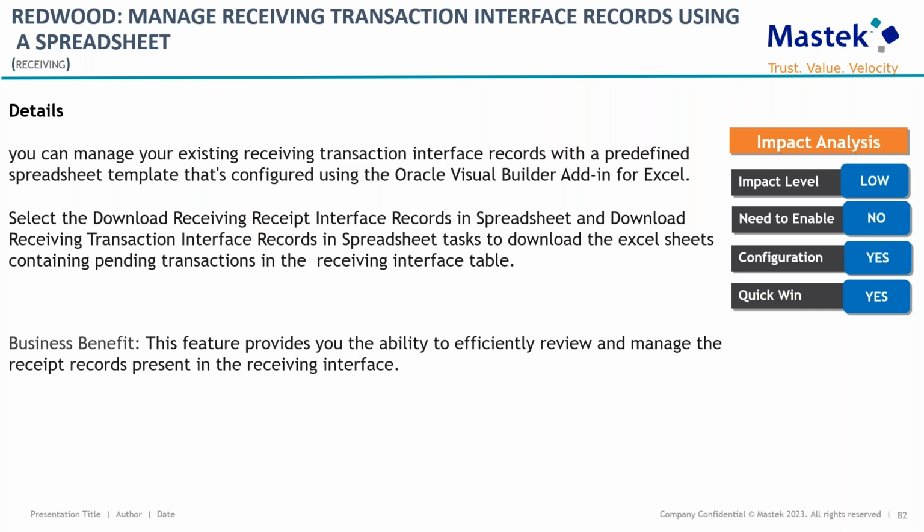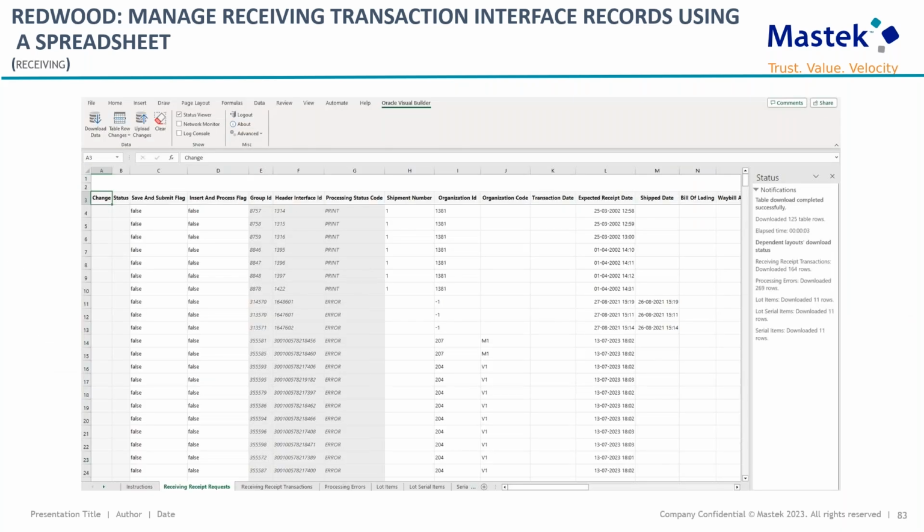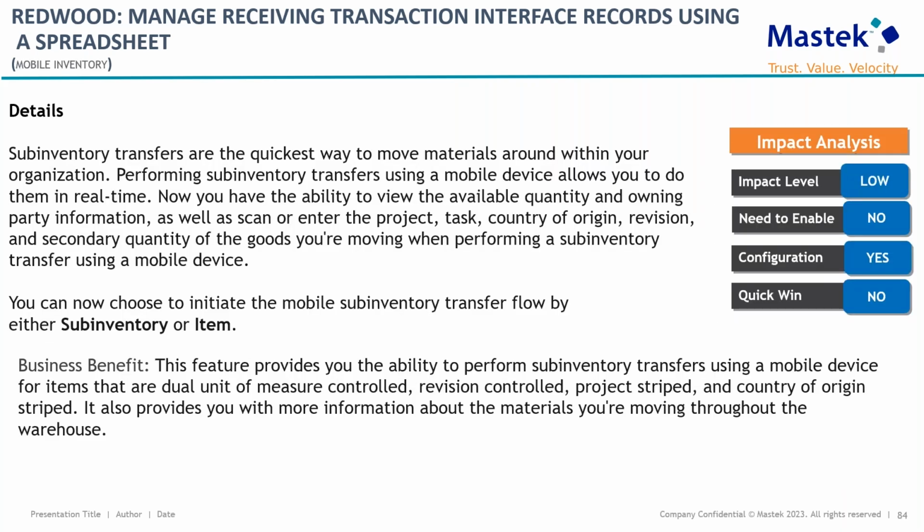Right, that was it about the receiving section. Now we can move to the mobile inventory area as well. Okay, there are some significant updates within the mobile inventory area in the 25B update. The first one we have is manage receiving transaction interface record using a spreadsheet.